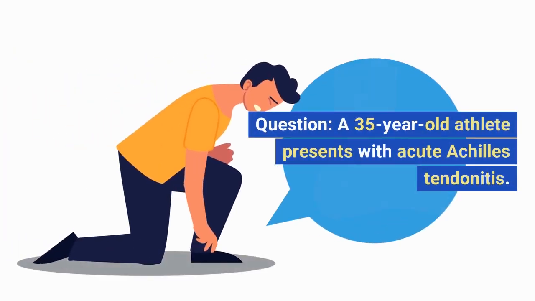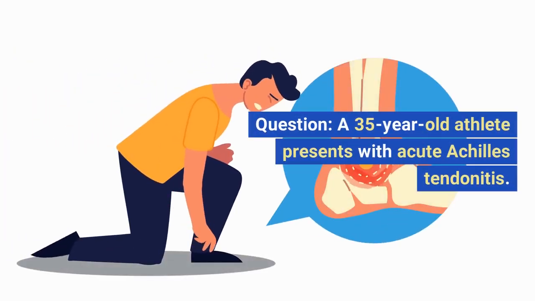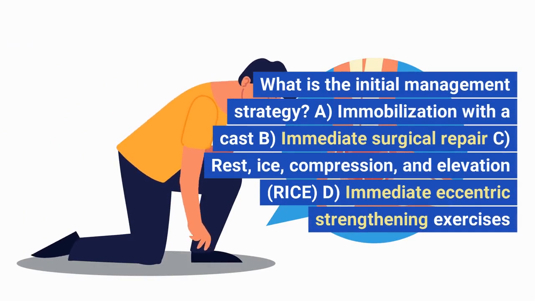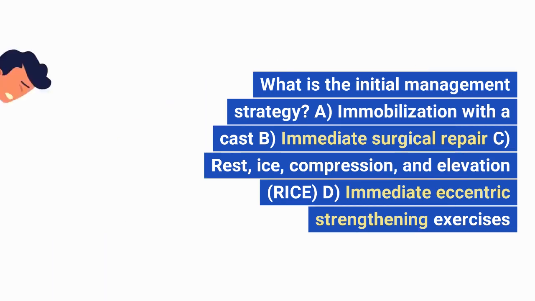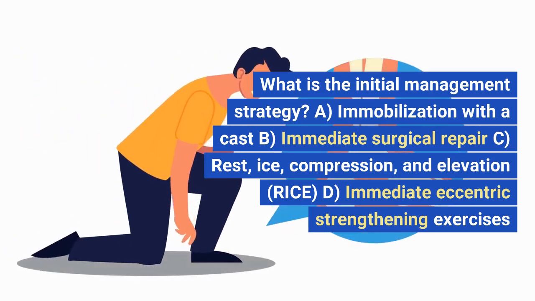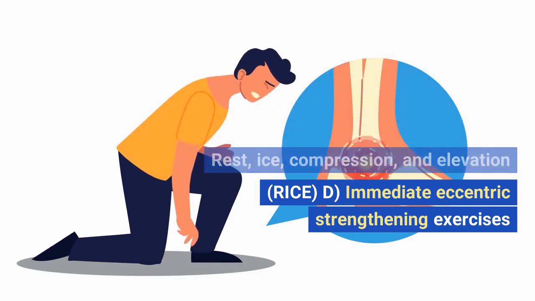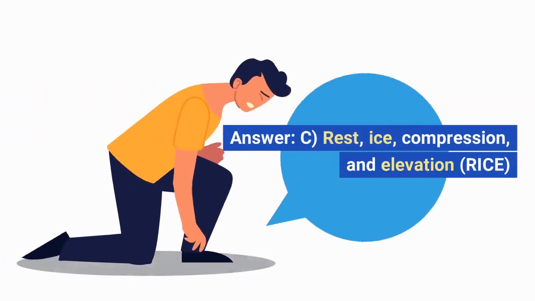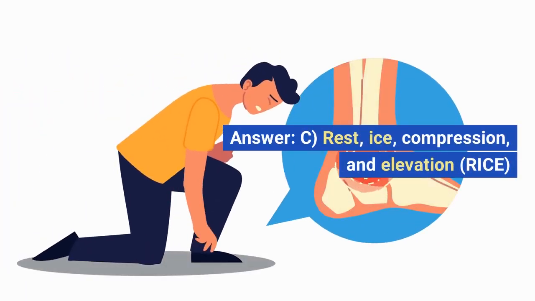Question: A 35-year-old athlete presents with acute Achilles tendinitis. What is the initial management strategy? A. Immobilization with a cast. B. Immediate surgical repair. C. Rest, ice, compression, and elevation, RICE. D. Immediate eccentric strengthening exercises. Answer: C. Rest, ice, compression, and elevation.